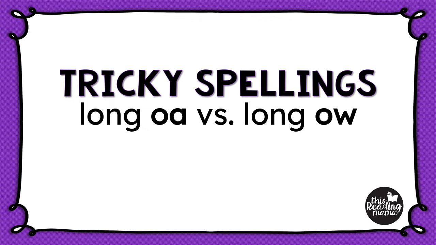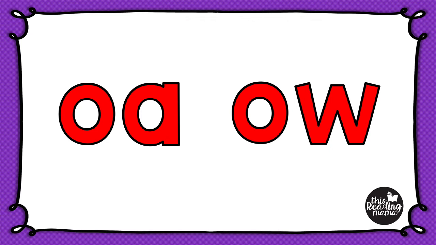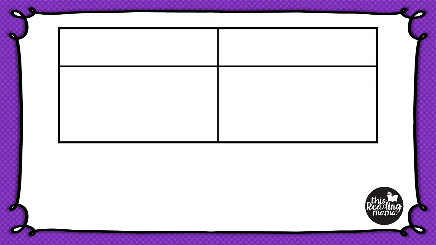Tricky spellings, long OA and long OW. In this video series, we have been exploring some spelling patterns that can be difficult for our learners. Last week, we talked about 4 vowel team patterns, and today we'll explore 2 more for long O. Specifically, how do learners know if they should spell the long O sound OA or OW? We'll create a simple chart.